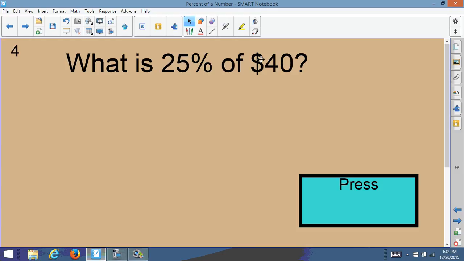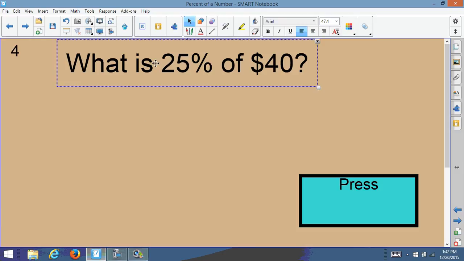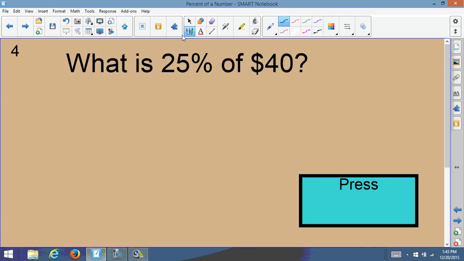Step 1, so let's get a pen. Step 1, we're going to remove the percent sign. So I'm going to write 25 and move this decimal point 2 places to the left. So my percent sign is gone, and I have 0.25. And I got to multiply that by $40. So let's put that down there.